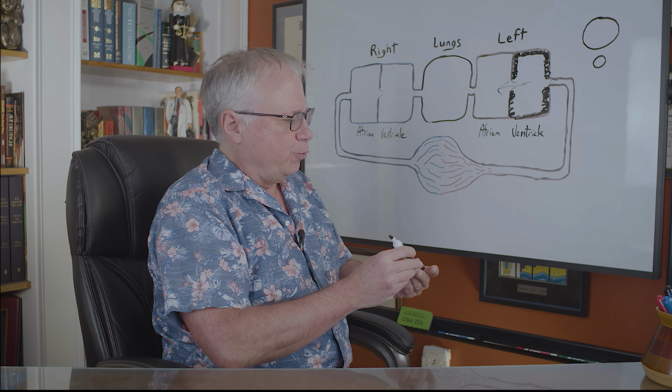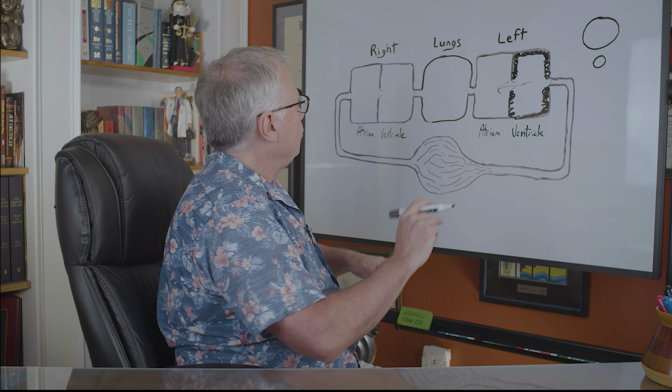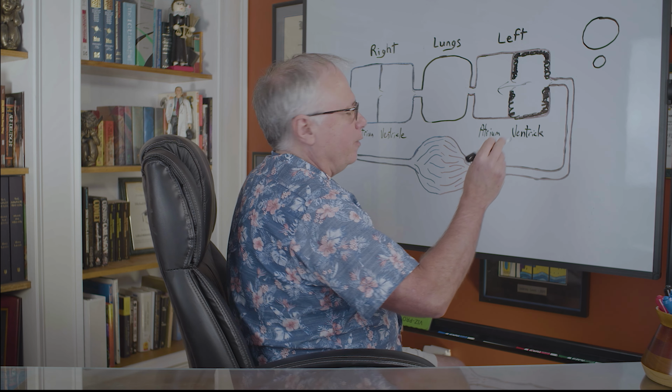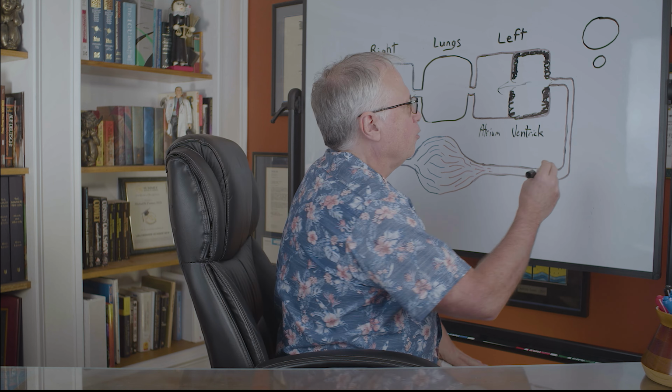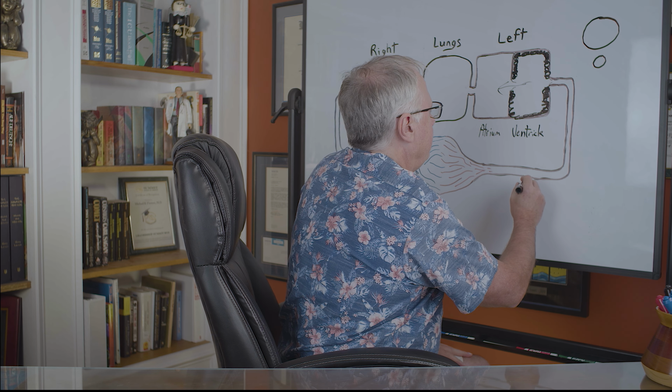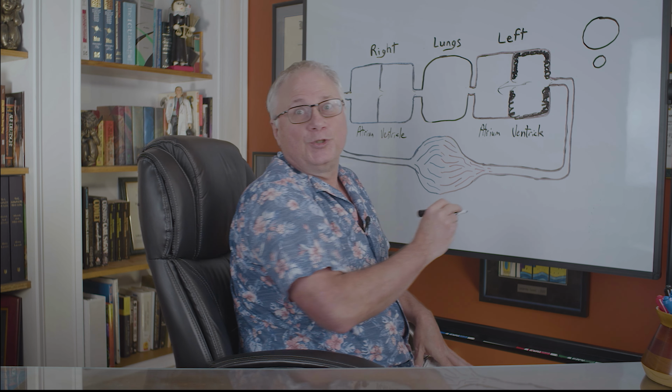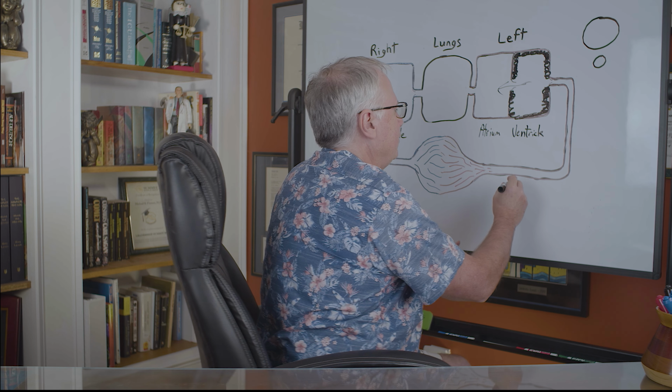What I want to do is draw a graph. This is called a Starling curve. Let me be sure this is showing up on the, yeah.